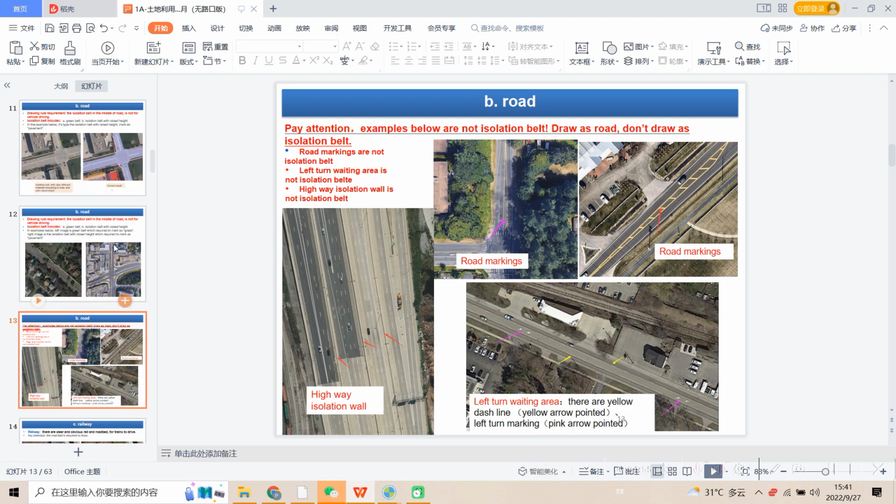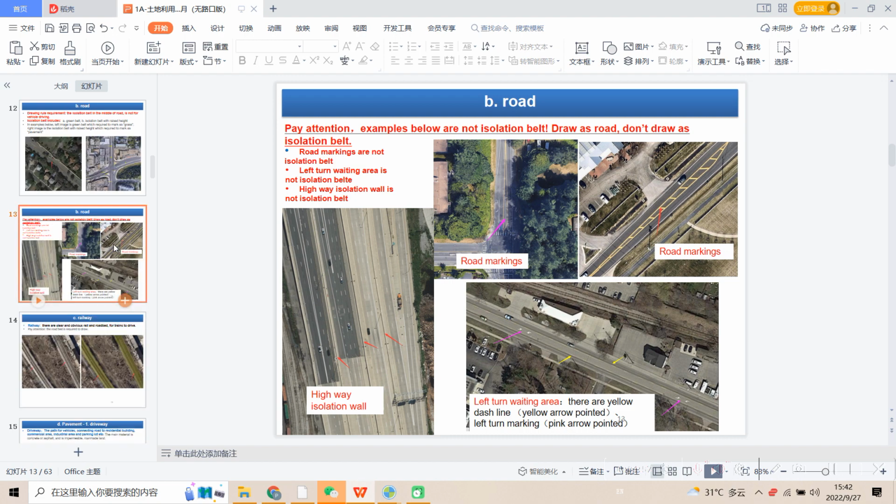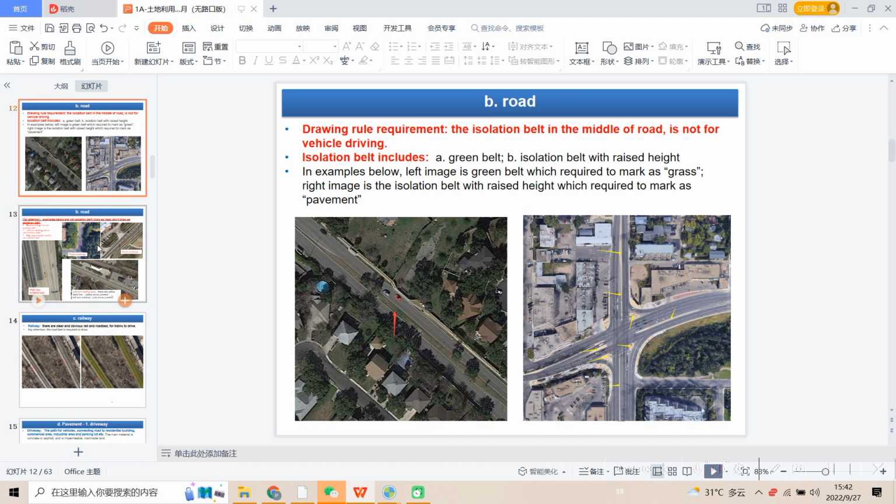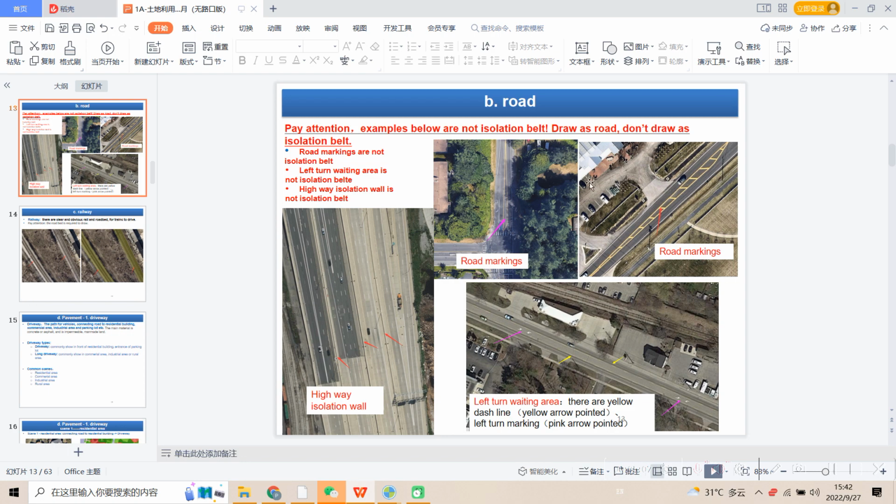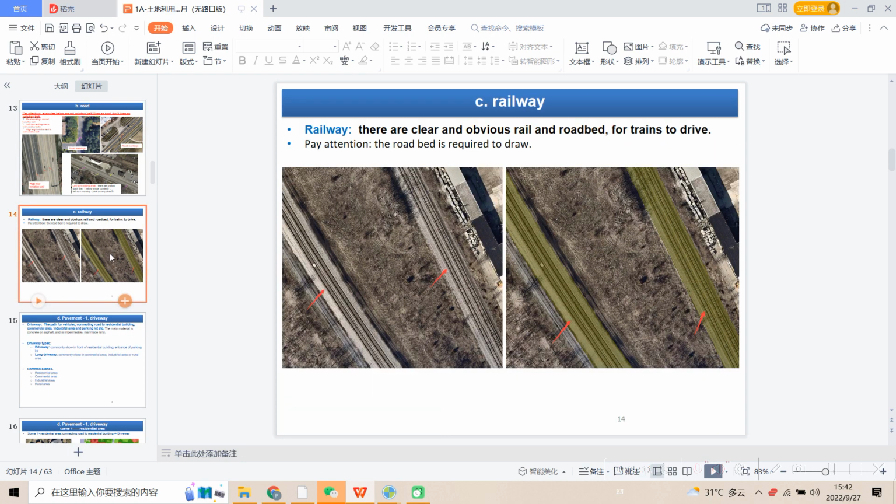Draw the arcs and the shape of the road smoothly, and make sure that you exclude the raised height and the green belt for the isolation belt, and don't exclude those paintings on the road, just include them in the road. Next is railway. For railway, it's actually very easy.